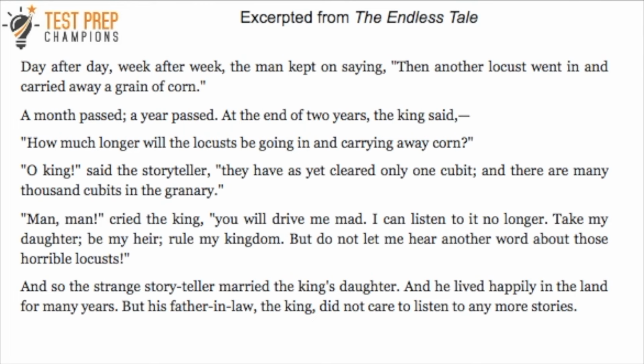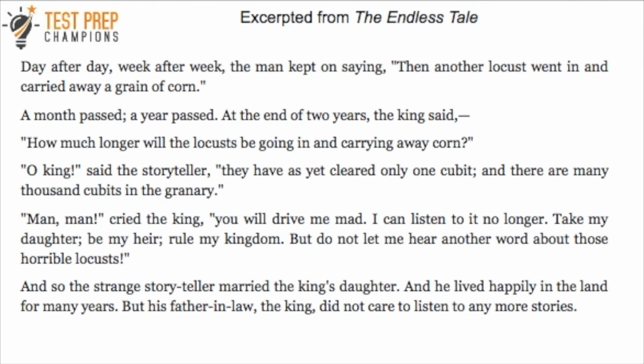Day after day, week after week, the man kept on saying, "Then another locust went in and carried away a grain of corn." A month passed, a year passed. At the end of 2 years, the king said, "How much longer will the locust be going in and carrying away corn?" "O king," said the storyteller, "they have as yet cleared only 1 cubit, and there are many thousand cubits in the granary." "Man, man," cried the king, "you will drive me mad. I can listen to it no longer. Take my daughter, be my heir, rule my kingdom, but do not let me hear another word about those horrible locusts."